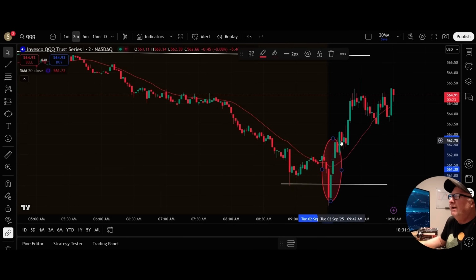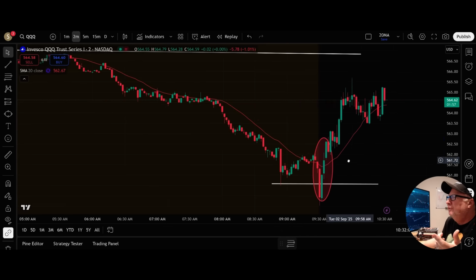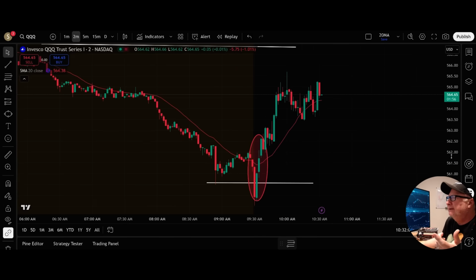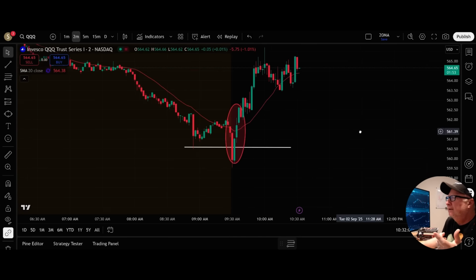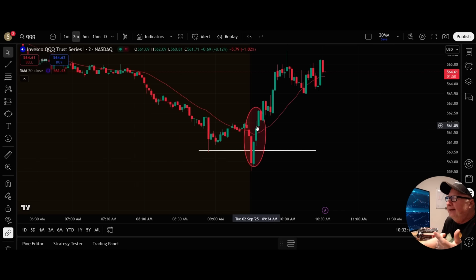This is my power bar. These three bars combined, I'm constantly combining bars to get hairpin turns, to get power bar moves. In this case, I'm going to move this higher so we can all see it easily. All right, I'm going to move to here. In this case, these three bars combined make up my power bar.